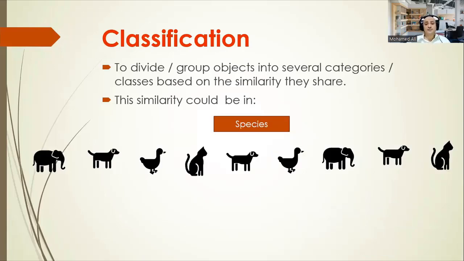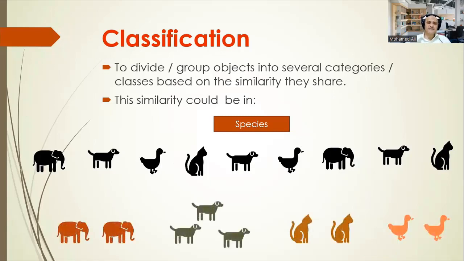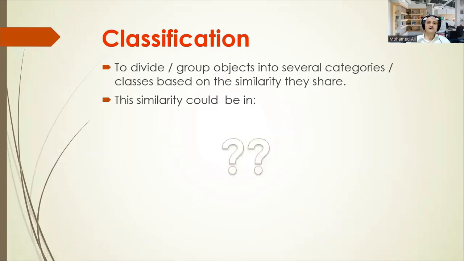Even more, it could be in species. So we can categorize them into elephant class, dogs class, cats class, and dogs class. So classification is to group objects based on whatever similarity they share. And now let's connect what we have learned into our Jupyter notebook to make it more powerful and more explained.